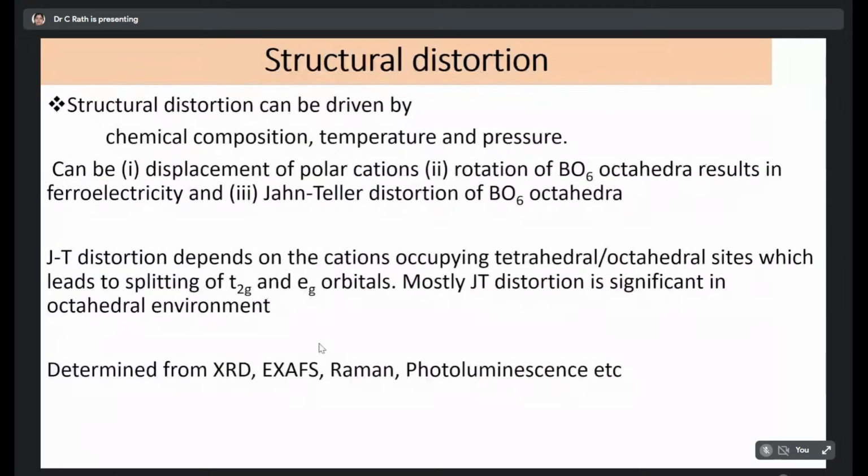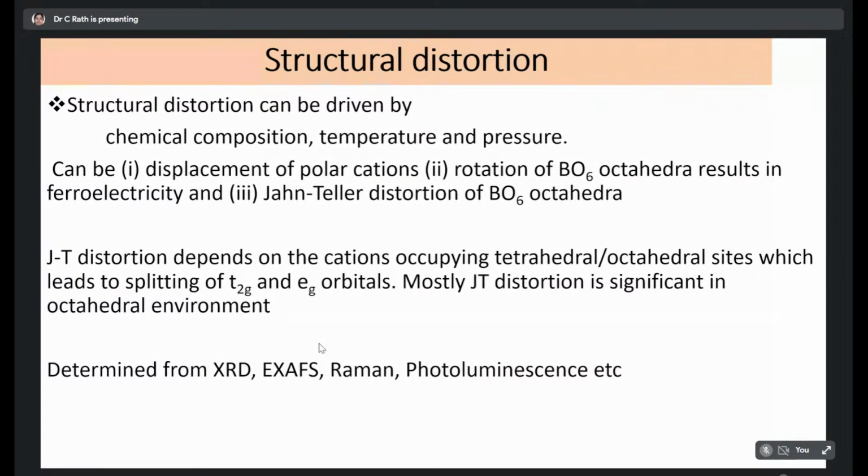distortion. And how will this structural distortion manifest in the material? It will give a displacement of polar cation. It can have a rotation of BO6 octahedra, which generally results in ferroelectricity, and also you can have Jahn-Teller distortion of BO6 octahedra. This Jahn-Teller distortion in fact is a very prominent feature in this perovskite material, and this depends on the cations occupying tetrahedral or octahedral sites, which leads to splitting of the t2g and eg orbitals. Mostly JT distortion is significant in an octahedral environment.